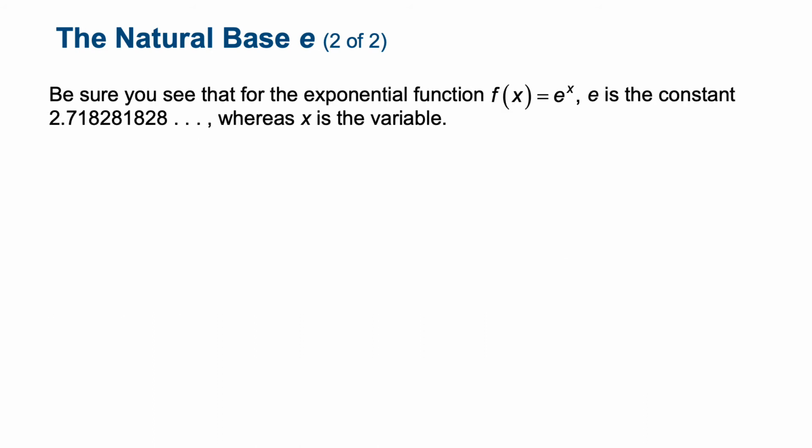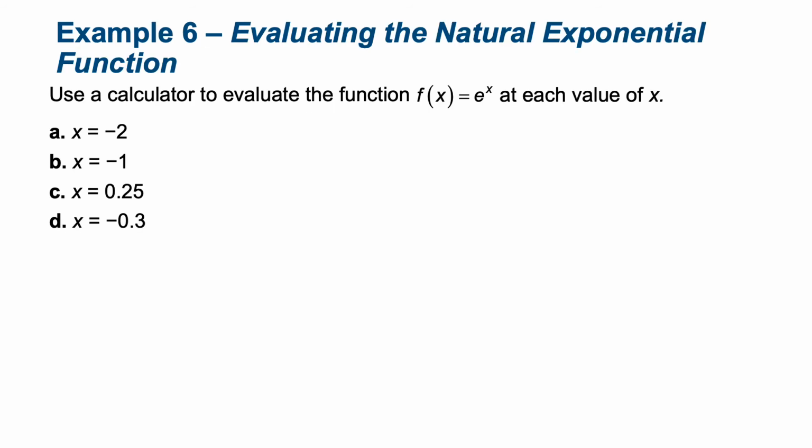So you have to understand that e is this constant, and I think by now we've talked about this many times, that e is approximately 2.7, and x is the variable. So how would we use our calculator to evaluate the function e to the x at each value? And the nice thing is that the calculator has an e to the x button, so let's look at it.